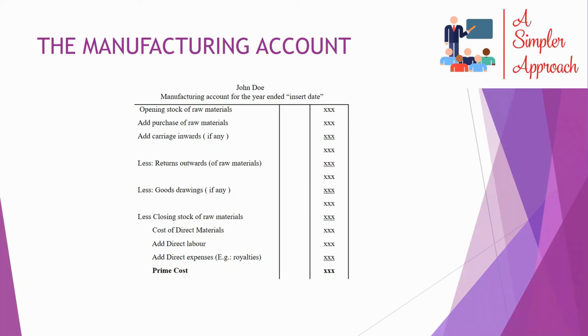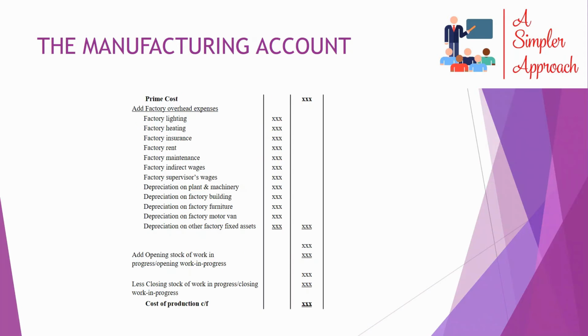When you have added these three together, you would have calculated the first step in the process, which is the prime cost. After calculating our prime cost, we then head on to adding to prime cost all factory overhead expenses. And these are almost all the examples you can find.